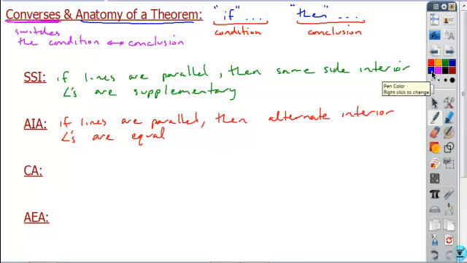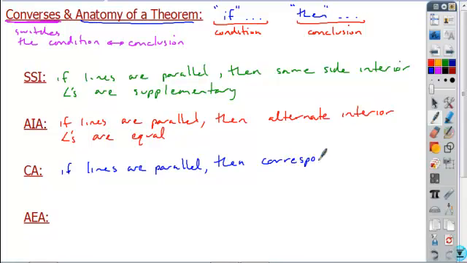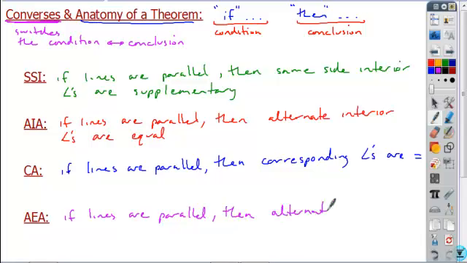We can do the same thing here for CA. Start with a new condition: if the lines are parallel. This was the conclusion of the original CA. Then we can identify the corresponding angles are equal. And then finally, AEA, if we start with the condition that lines are parallel, then alternate exterior angles are equal.